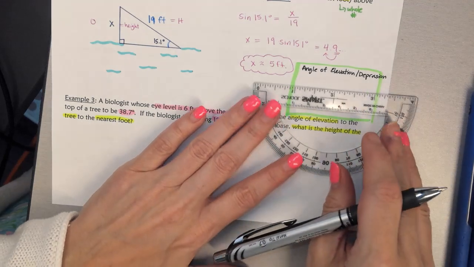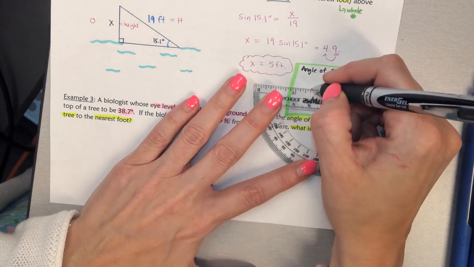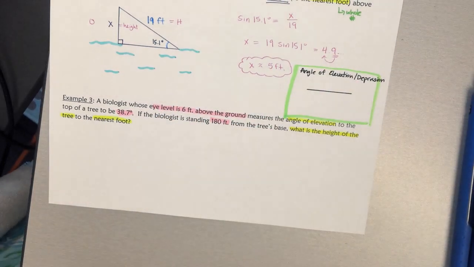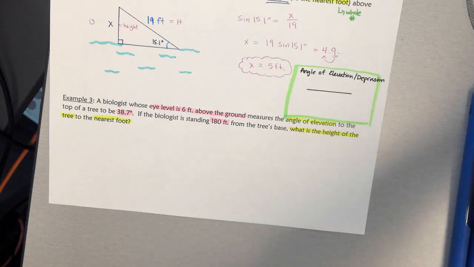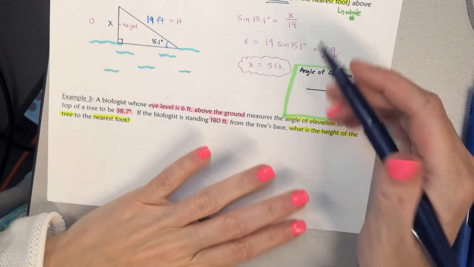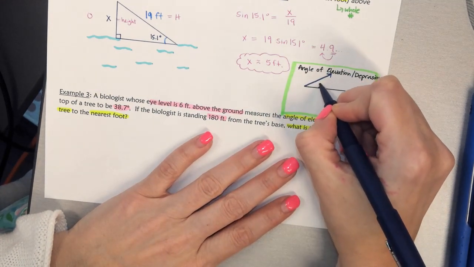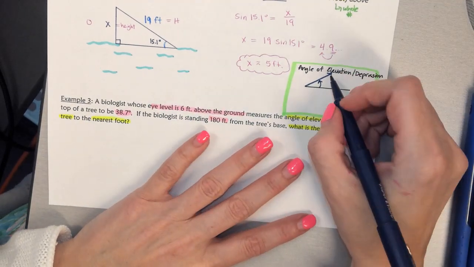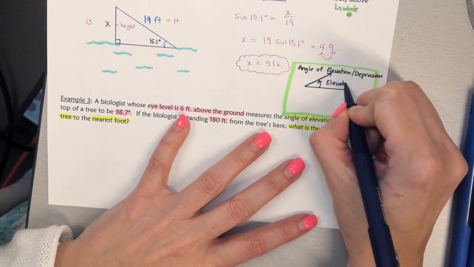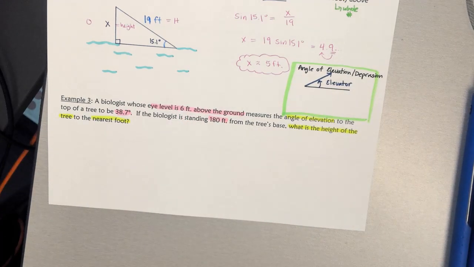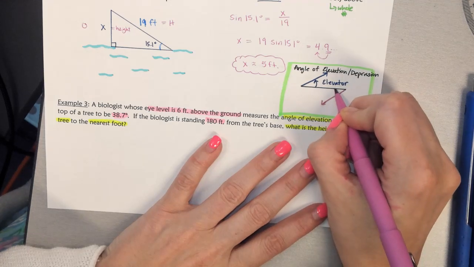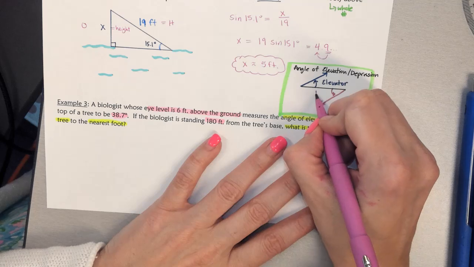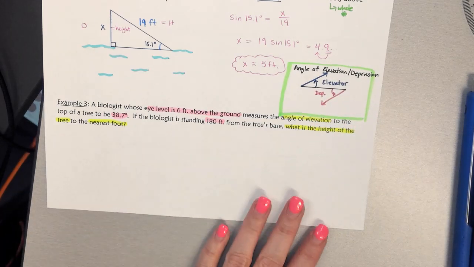Alright, so when you're dealing with the angle of elevation and depression, the angle always starts from a horizontal line. The angle of elevation is formed by an angle that is going upward. Think about it, you like to take the elevator to the top floor, right? We're going up there. And then depression, you're going to be going down from the horizontal. So this would be an angle of depression. An angle of depression starts at the horizontal and goes down.